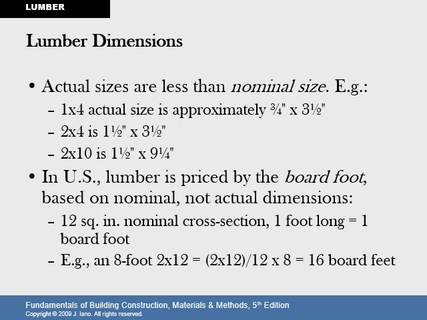These were all started in the beginning of the process when sawing wood was not terribly accurate, so quick definitions could be given. A 2x10 typically measures 1 1/2 inch by 9 1/4. U.S. lumber is priced by the board foot, based on nominal, not actual dimensions. The 12-inch square nominal cross section is a 1 foot board. An 8-foot 2x12 is the same as 2x12 divided by 12, times 8, equals 16 board feet.